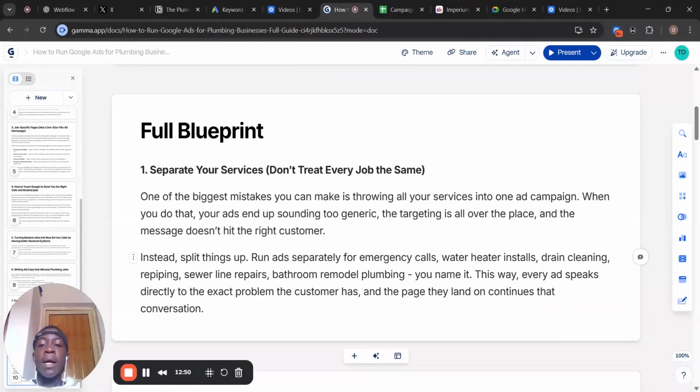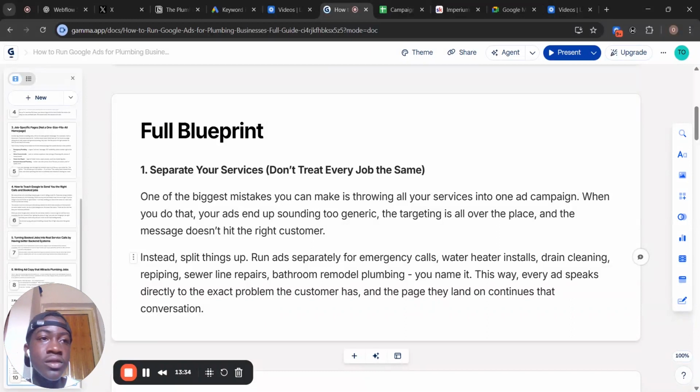So, the full blueprint. The first one is to separate your services, and this is one of the biggest mistakes I see. Most plumbers throw all their services into one campaign, into one ad group. Yes, in Google Ads consolidation is really much better than fragmentation of campaigns. But when you lump all of your services into one campaign, it makes your messaging very, very broad, and when you do this, your ads are not going to be relevant, and Google is going to punish you for this. This is one of the things you have to stop.